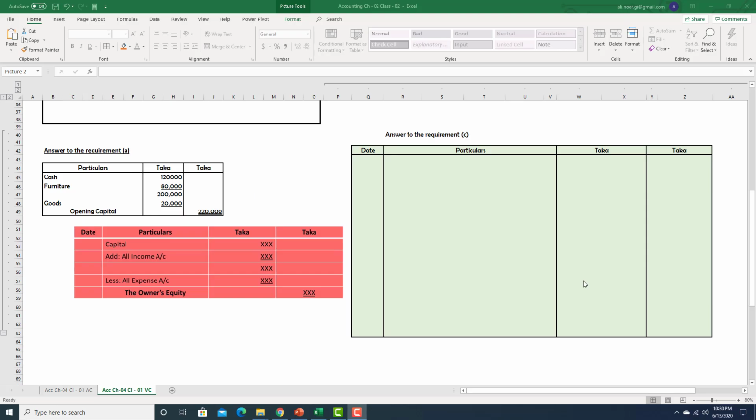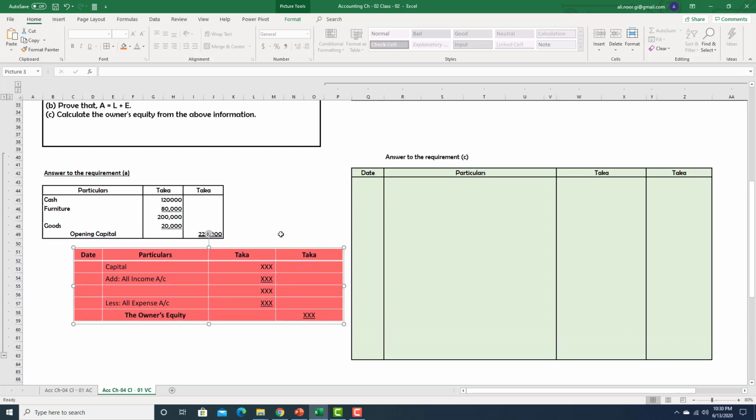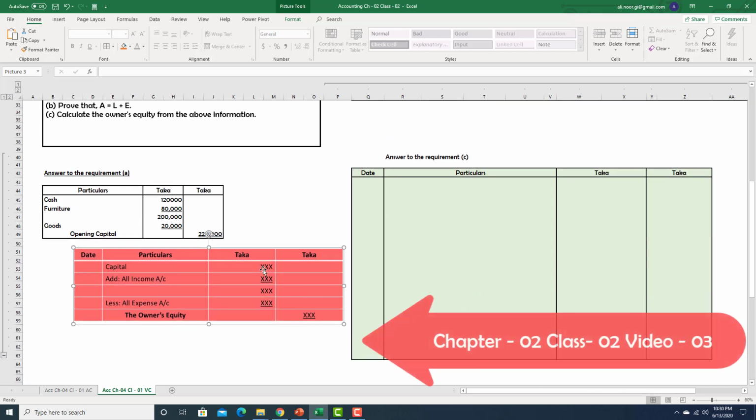In order to solve requirement C, we need to know what is the opening capital of the James traders. Before that, you can recall this table from our video lesson 1, where we studied this formula, that is when you are asked to calculate owner's equity.